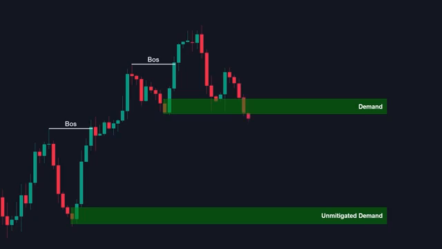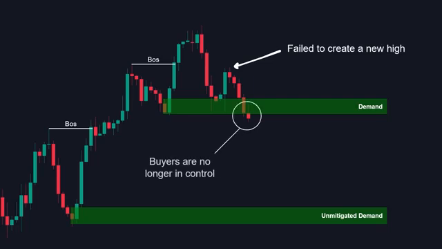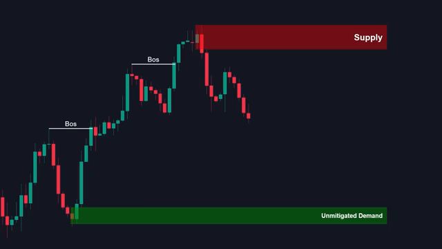Now, we can see that the market has tested the demand level and failed to create a new higher high due to a lack of buyers' strength. After breaking below the low point, we can conclude that the buyers are no longer in control, and we might witness a reversal. If we consider this point as the start of the impulsive move that caused the market structure shift, here would be our supply area.